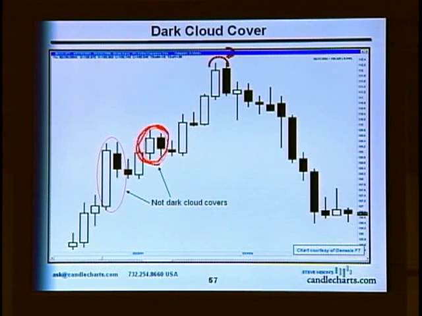Look at the size of that white candle. Look at the size of the black candle. No big deal. It's when, classically, bulls are in control, and bears take control.